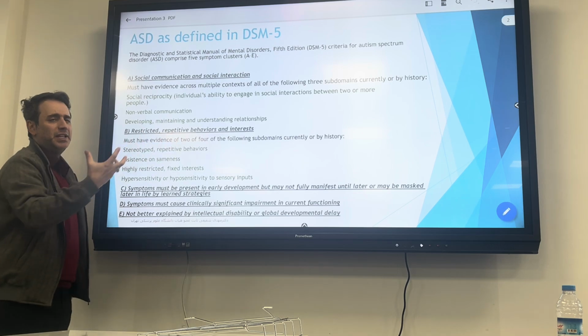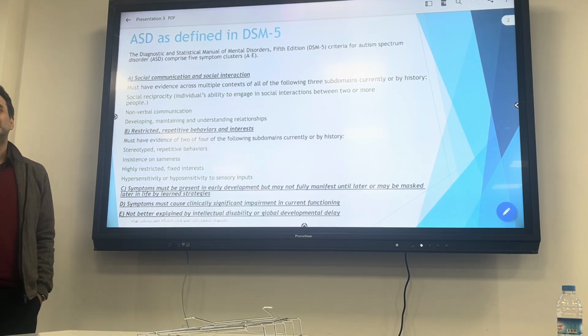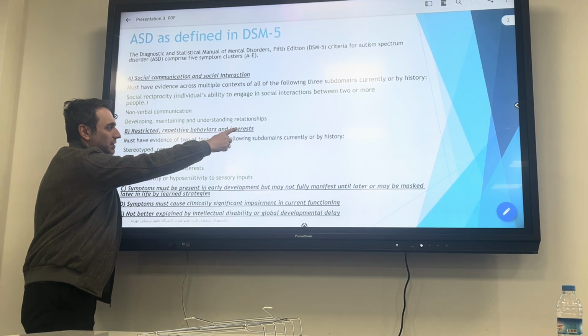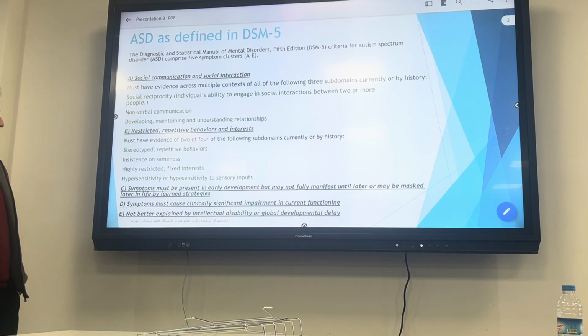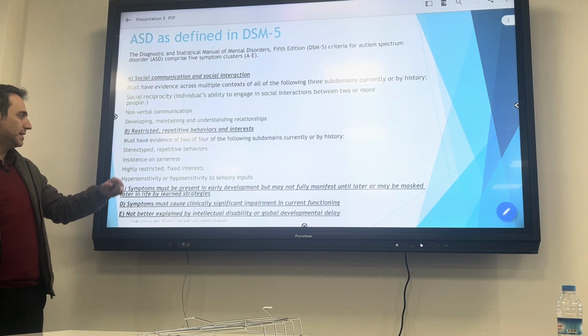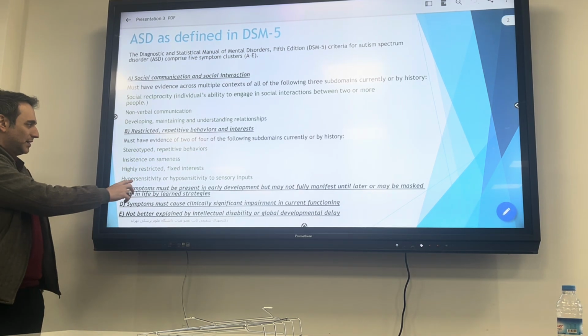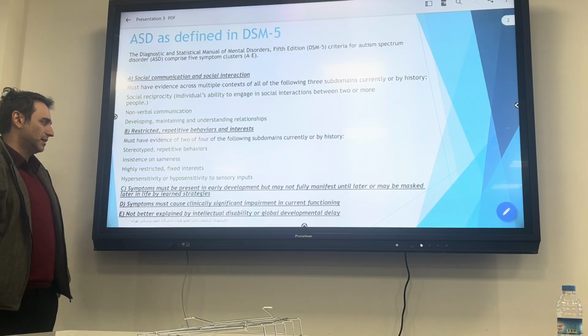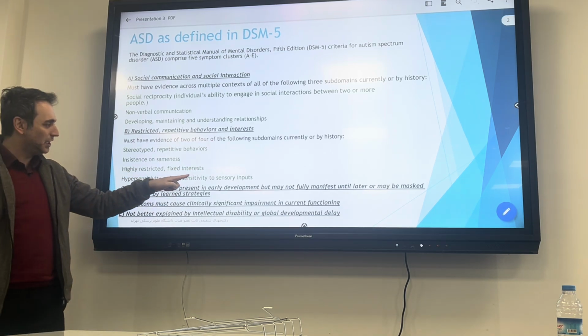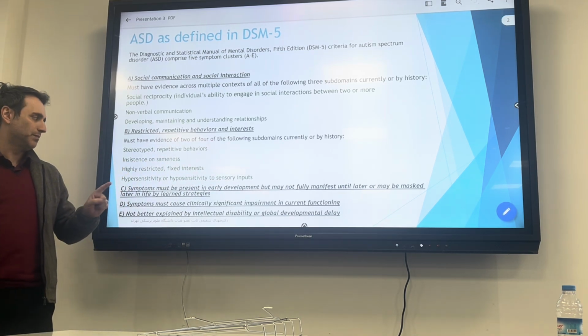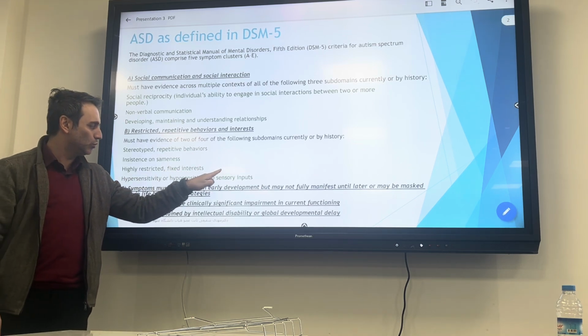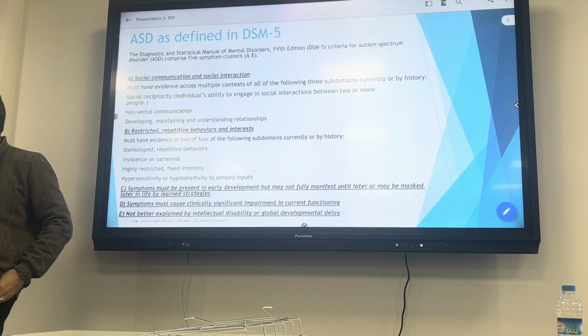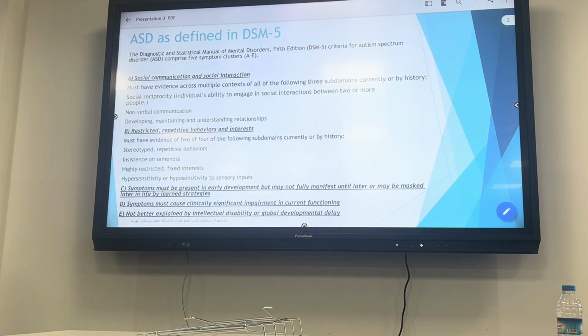Restricted repetitive behavior, restricted interest, insistence on sameness, restricted interest, hypersensitivity to sensory inputs, hypersensitivity to sensory inputs. What's the meaning of these parts? I want to talk about this more.